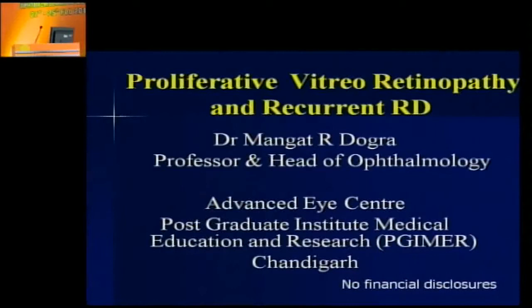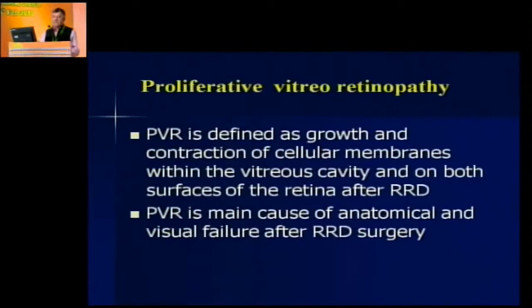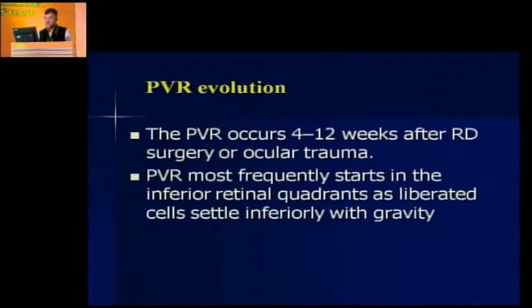This is such a subject which is quite exhaustive, but as far as PVR is concerned, some of you who are already in practice know that this is something which would happen in 5 to 10% of all cases. But the biggest problem is, this is the commonest cause of re-detachment in about 50 to 75% of the cases. Basically, what is happening here is that you have these cellular membranes which are growing within the vitreous cavity and on both surfaces of the retina. And PVR, as I already said, is the major cause of anatomical and visual failure after we do surgery for retinal detachment.